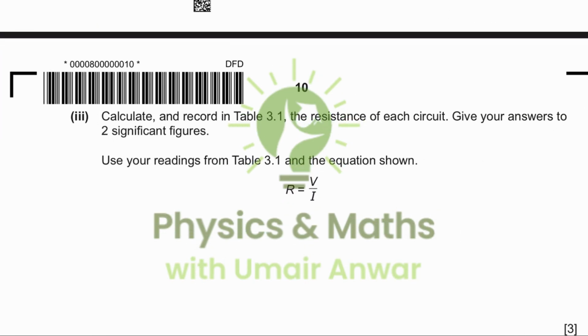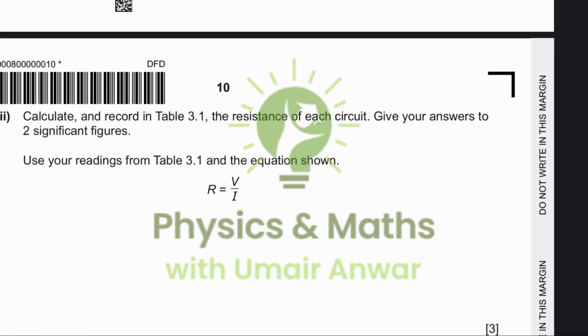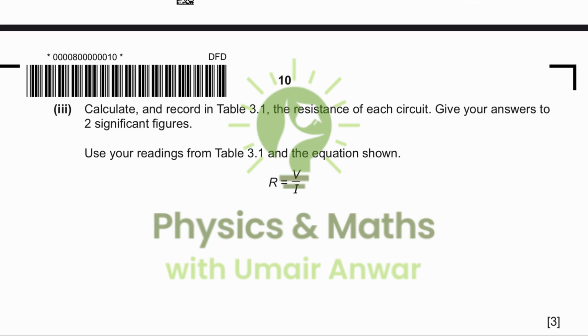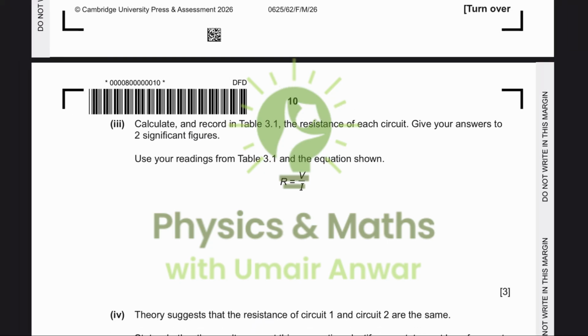Now, calculate and record in table 3.1 the resistance of each circuit. Give your answer to 2 significant figures. The instruction is that we have to give the answer to 2 significant figures, so we'll follow it. If the instruction is not clearly given, then we have to see the raw data or the recorded data in the question, and we must give our answer matching the least number of significant figures. If all of them have the same significant figures, then we follow the same. If the given values have different numbers of significant figures, then we see which one has the least number of significant figures, and we follow the same for writing our answers.